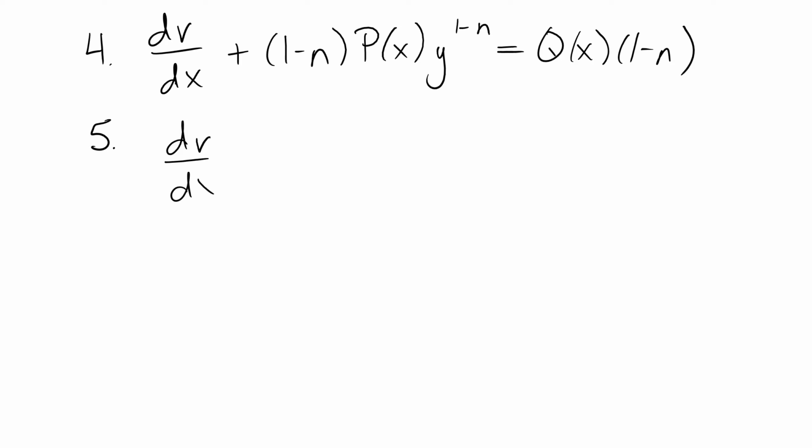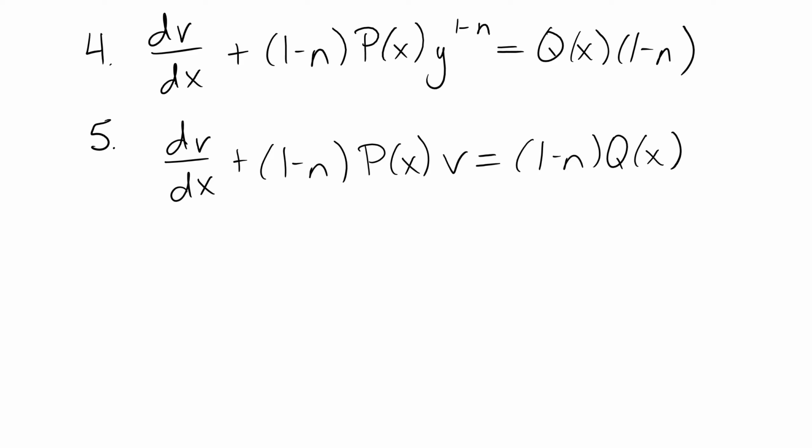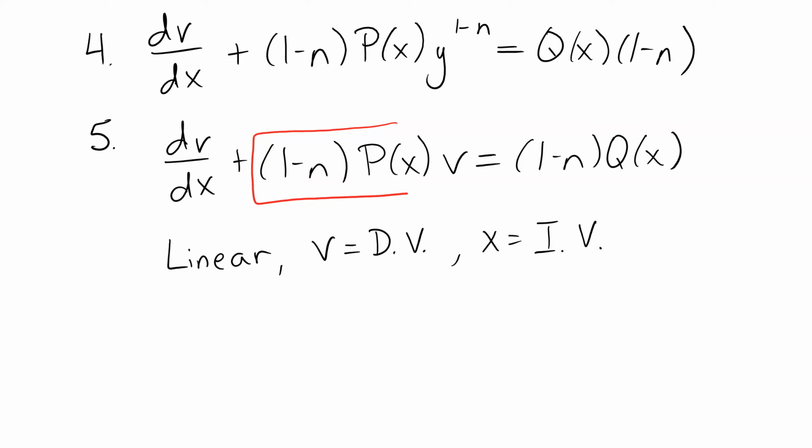but remember our substitution. Our substitution was v was y to the 1 minus n. I'm going to rewrite that other side. This is now linear with v as the dependent variable and x as the independent variable. This that I'm boxing in red is my new p of x, and everything on the right that I'm boxing in blue is my new q of x. Now I can solve it as a linear.